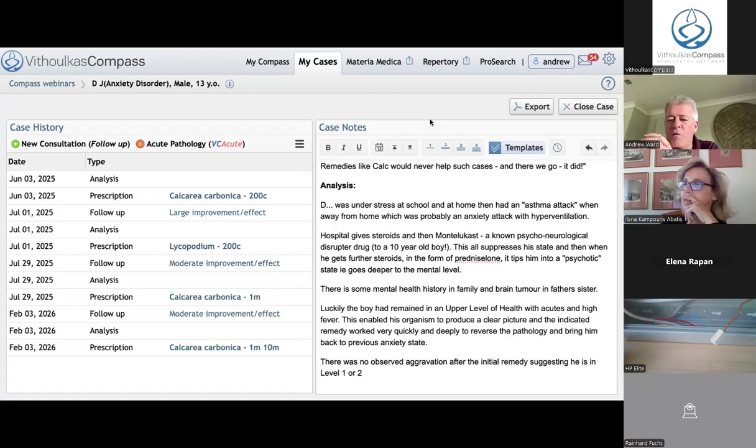I think the Lycopodium was a mistake. There was no need for it. It didn't do anything. Luckily, it didn't disrupt the case, but I felt giving a slightly higher potency would push things on further. But you could have given 200C again. It's true.